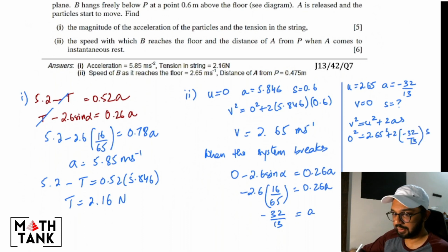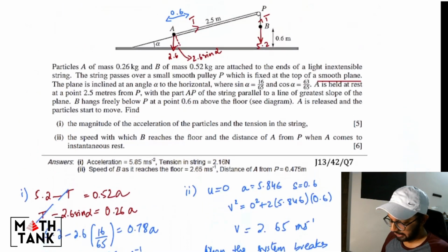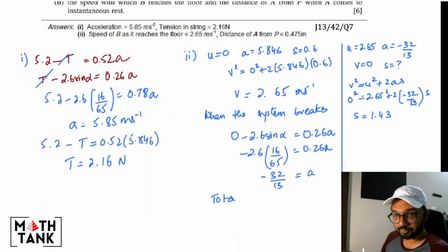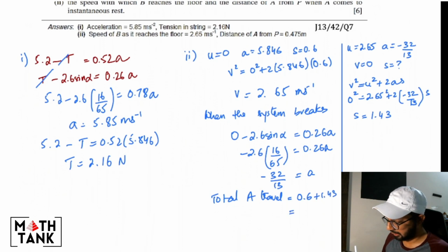So let's try to solve this. This says s should be 1.43. So A travels another distance of 1.43. So total distance traveled by A is 0.6 plus 1.43. That's 2.03. Distance remaining.